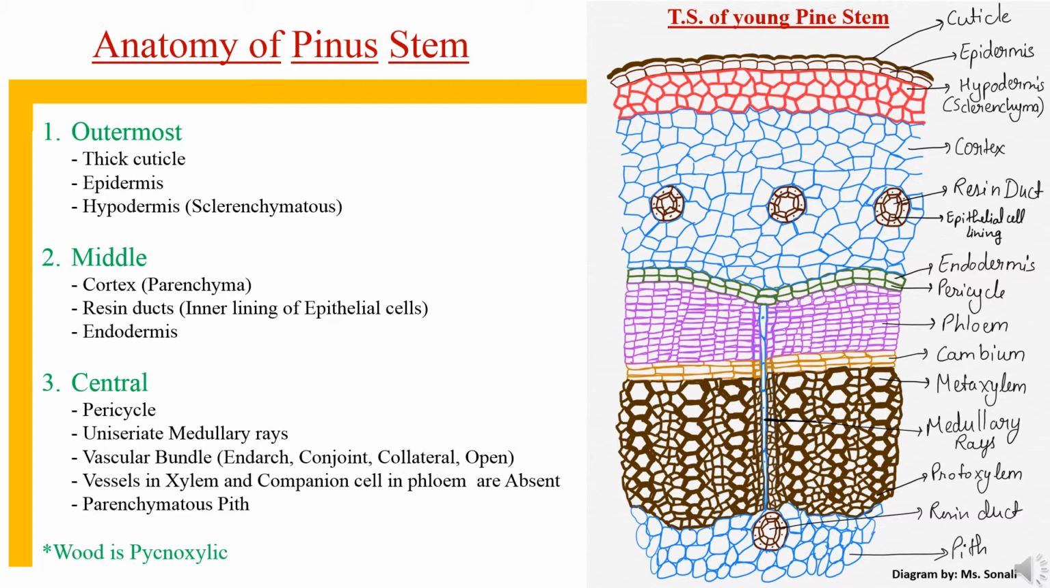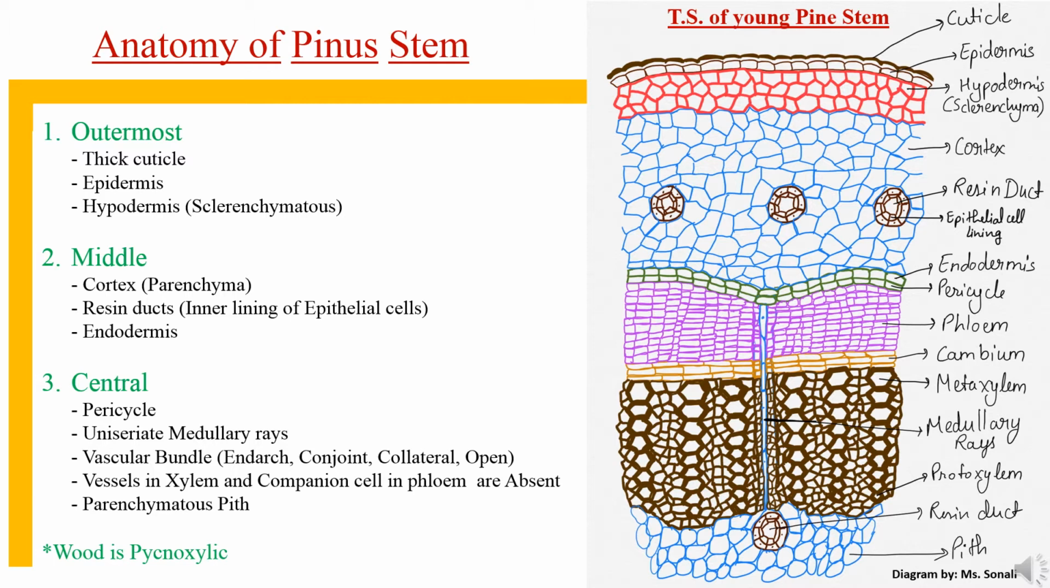Collateral, that is placed lateral to each other along the radius, with xylem towards the center and phloem on the outer side. And open, that is, vascular cambium is present in between xylem and phloem. Xylem here is endarch. Unlike roots, protoxylem is towards the center and metaxylem is towards the outer side.